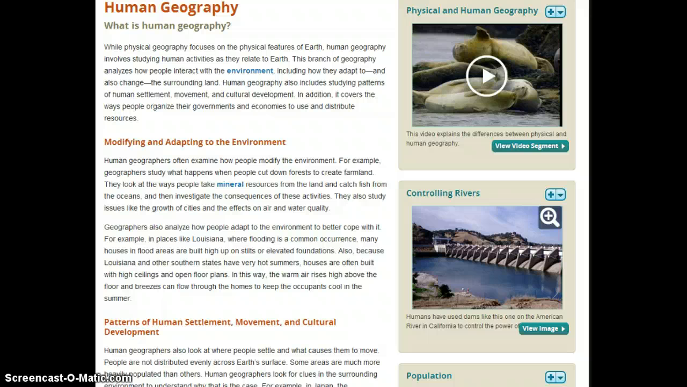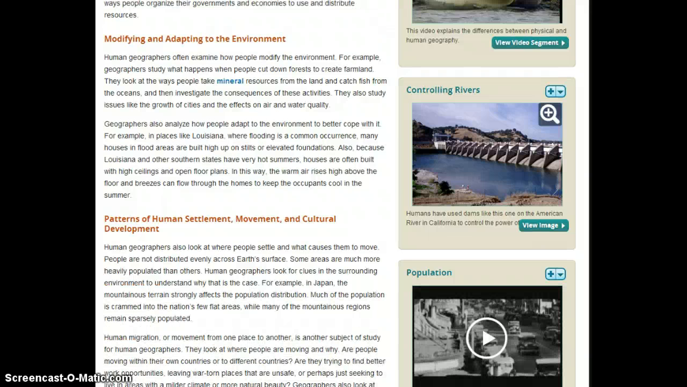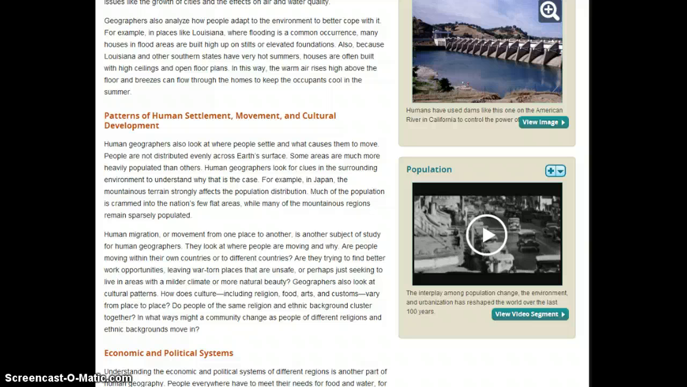Focusing on the patterns of human settlement, movement, and cultural development, human geographers also look at where people settle and what causes them to move. People are not distributed evenly across Earth's surface. Some areas are much more heavily populated than others. Human geographers look for clues in the surrounding environment to understand why that is the case. For example, in Japan, the mountainous terrain strongly affects the population distribution. Much of the population is crammed into the nation's few flat areas, while many of the mountainous regions remain sparsely populated.